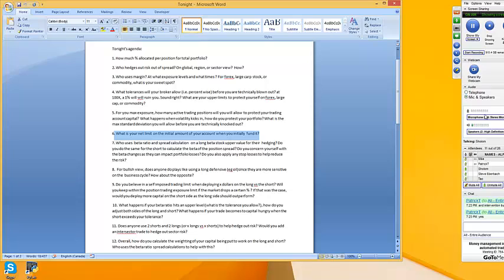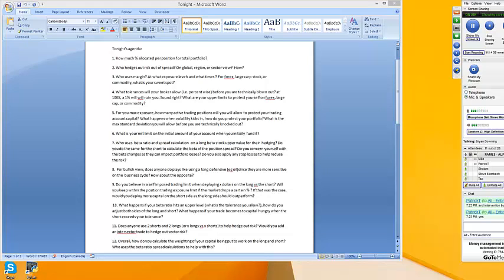Very profitable. Okay, moving on to the next topic here. What's your net limit on the initial amount of your account when you initially fund it? So let's say you get 100K and you're opening up your broker account, how much do you initially fund the account? A lot of the beginners will put in 100%. You just said the 100K. Is this something I'm missing?